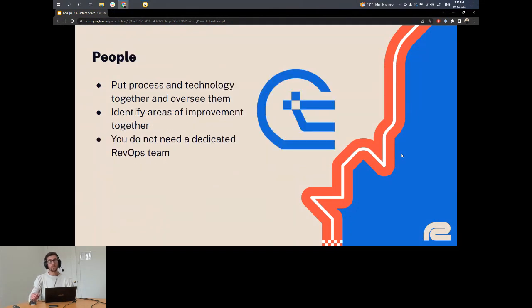Speaking of which, last but not least, you've got your people, so your teams. After you've documented the existing and ideal processes, you should have a better understanding of what work needs to be done to bring your company from point A to point B. The people in charge of putting your processes and platforms together and overseeing them are RevOps' third and final pillar. It's their responsibility to identify areas of improvement so you can grow your business.